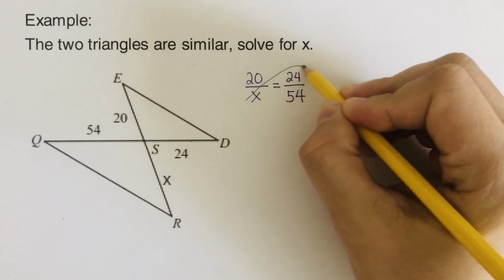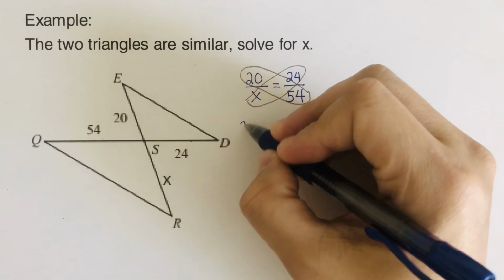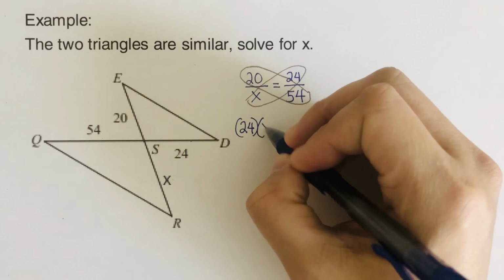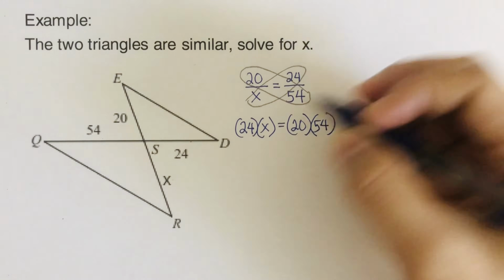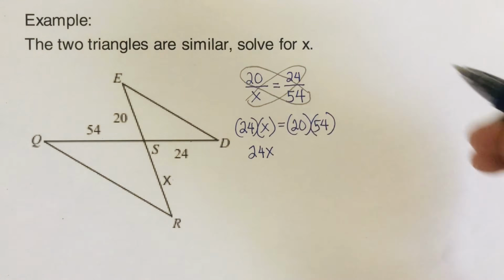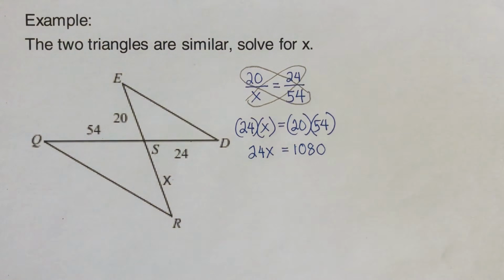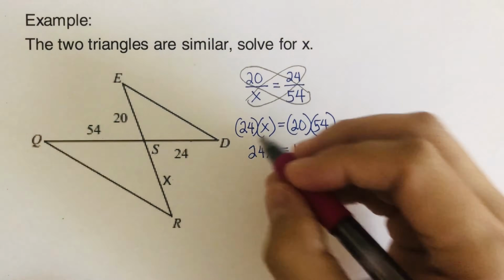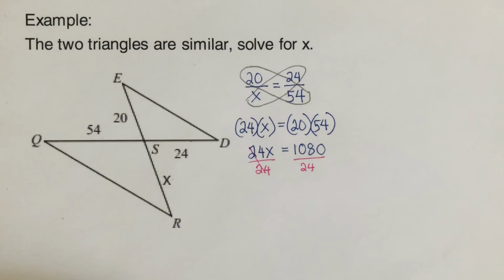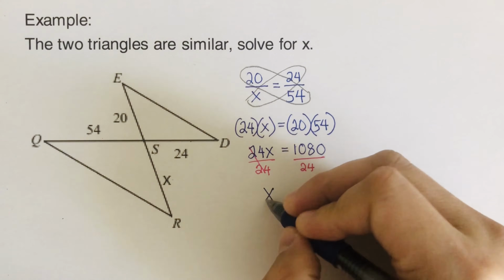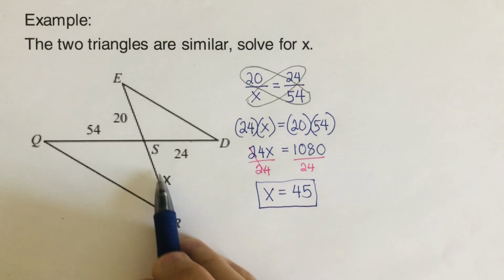We're going to cross multiply these two. So that would be 24 times x equals 20 times 54. So this is 24x, and 20 times 54 is 1080. From here, we are going to divide both sides by 24. So I divide this by 24, divide this by 24, so I can cross the 24 out, and x is actually equal to 45. So this side right here is 45.